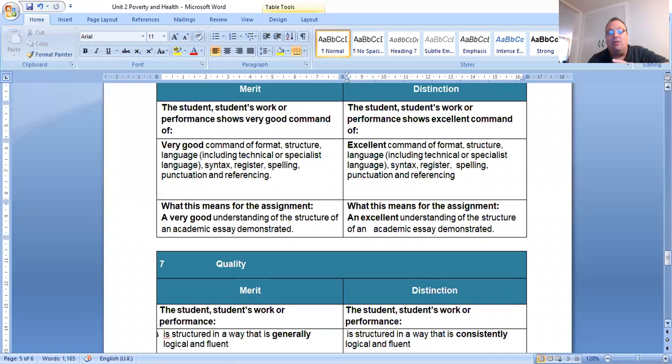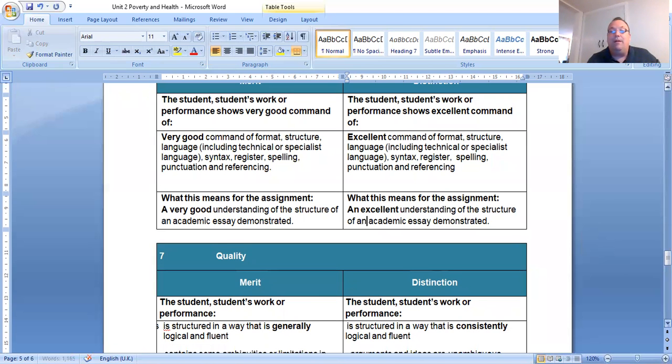5, grade descriptor 5, there isn't a 6. We're looking for command of format, structure and language, syntax, register, spelling. So in other words, essay writing technique. So a very good understanding of the structure of academic essay demonstrated. Don't worry, we will be looking at this in class, and I'll be doing some work on academic writing and academic essay writing. Likewise, excellent for the structure would be for a distinction.